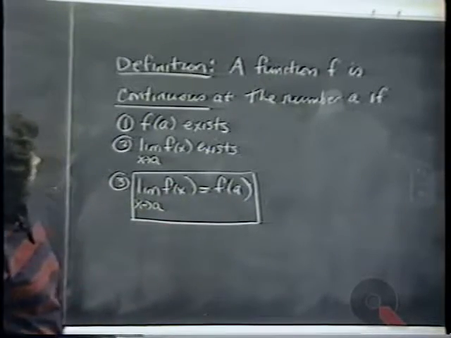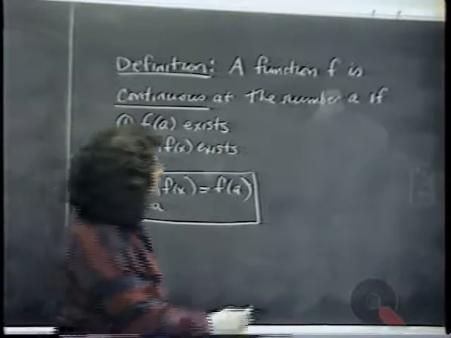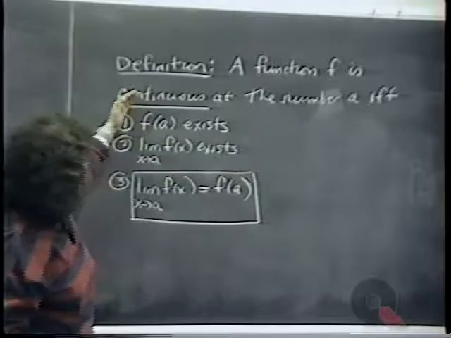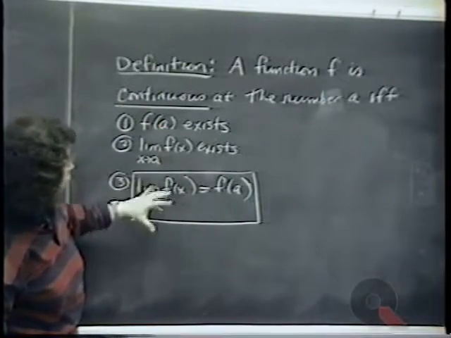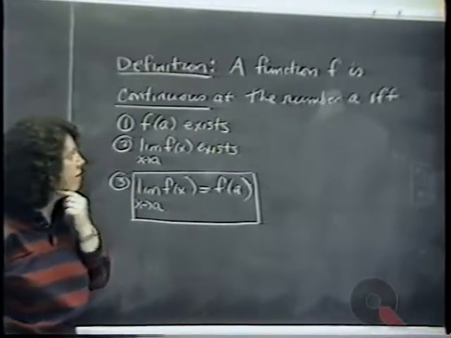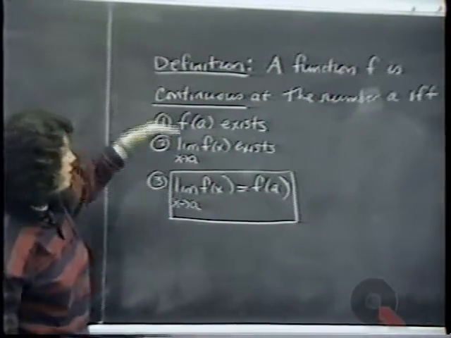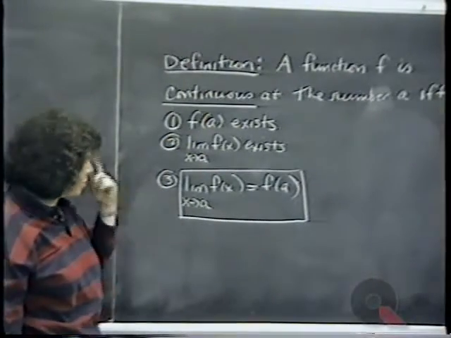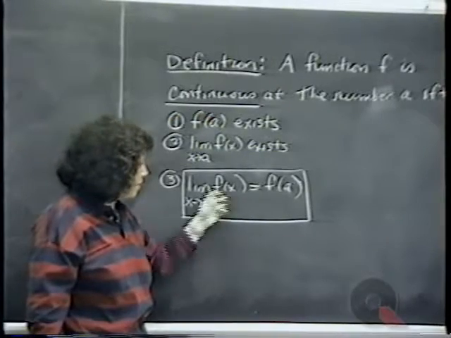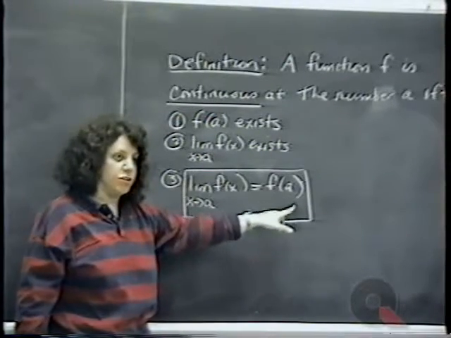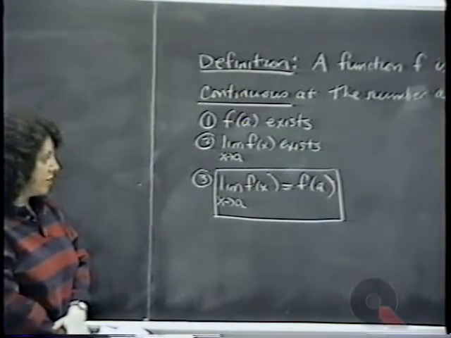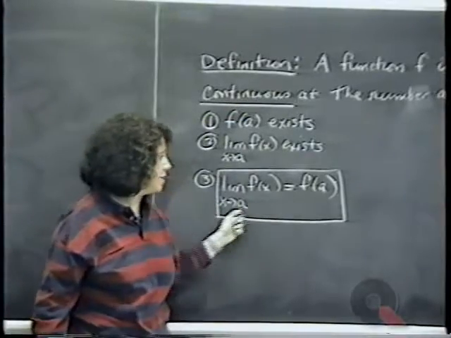Actually, this definition is an if and only if. If the function is continuous, this holds true. If this holds true, it's continuous. So we've been saying if this holds true, it's continuous, but it also works the other way around. In particular, if a function is continuous at the number a, you can find its limit at a by substitution. And this will eliminate the need of many of those limit theorems. For continuous functions, limits can be found by substitution.